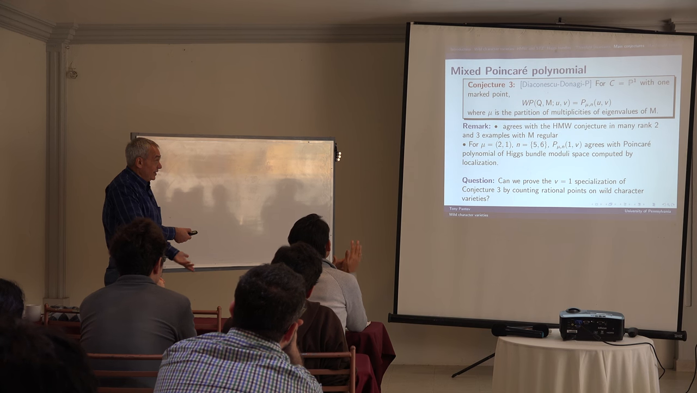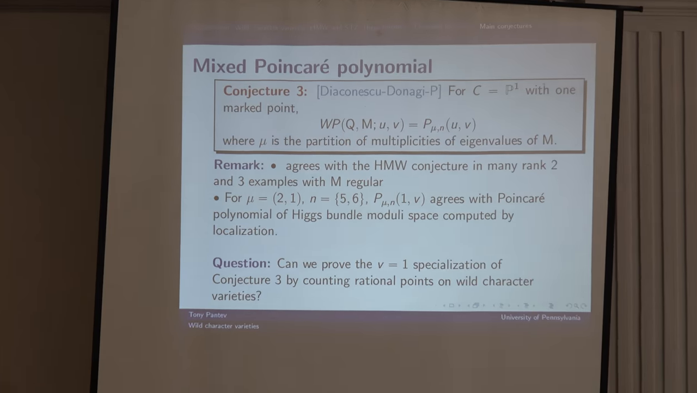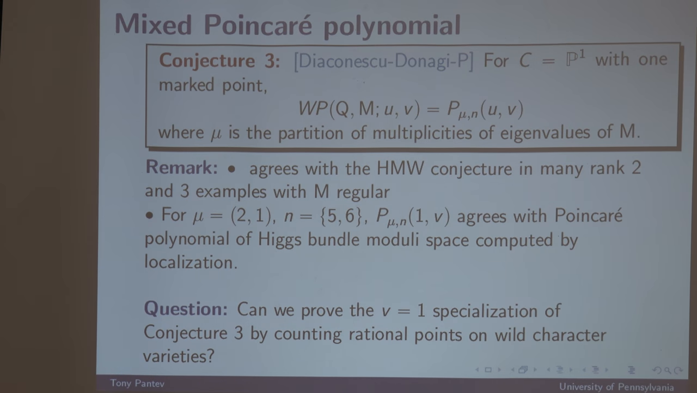Okay, so one very interesting question is, can you do the V equals 1 specialization, the Hausel-Mereb-Wong specialization, by counting points on wild character varieties in finite characteristic, the way Hausel, Mereb and Wong proved their formula with the partition 1-1-1? But now you have it for arbitrary partitions. Can you do it for arbitrary partitions in their method? And I don't know. So I'm going to stop.